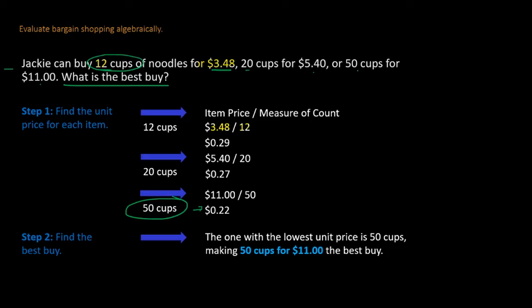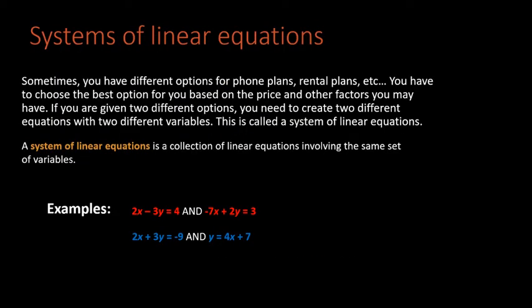Okay, so that is an example of evaluating bargain shopping algebraically. The next couple examples, and the focus of this video, are going to be on using systems of linear equations to evaluate buying options. This is when payment is a little more complicated than just saying something costs $5. And you'll see what I mean in the next slide.